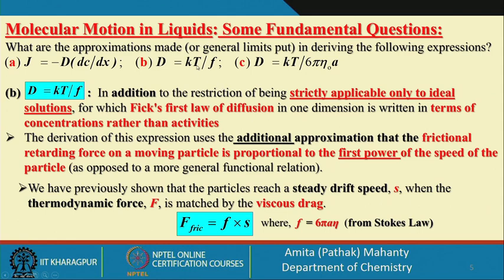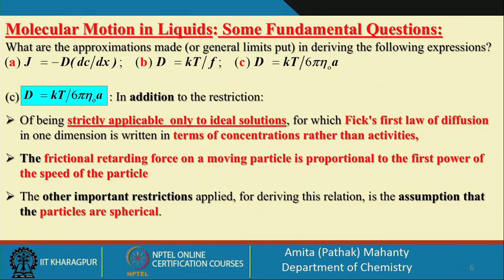Here the retarding frictional force acting on the particle is taken to be the first power of speed, instead of force being conventionally defined as mass into acceleration. Next one is the Stokes-Einstein relationship. What is the approximation which we have?